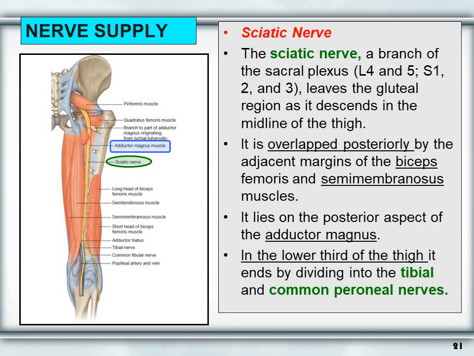At the lower third of the thigh, the sciatic nerve ends by dividing into two parts, the tibial nerve and the common peroneal nerve.